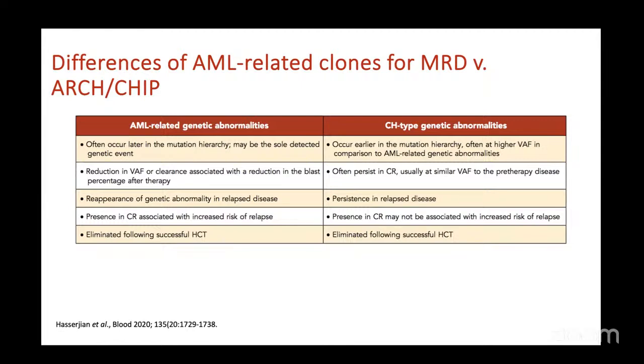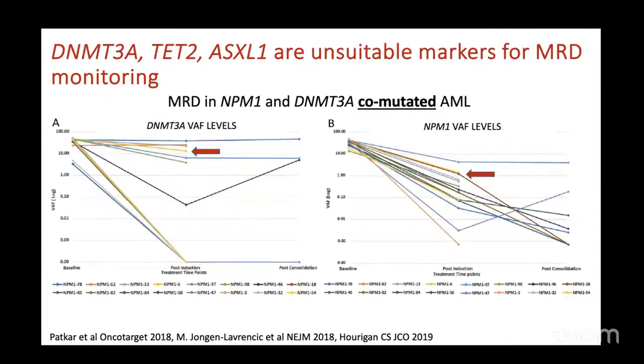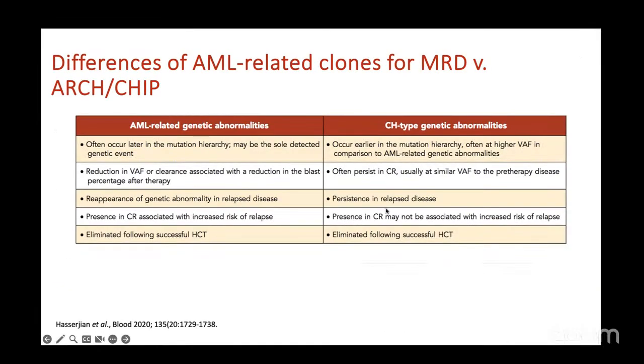And they are present even in relapse disease because they occur in early hematopoietic progenitors, which don't go away. So even if those mutations are present in CR, they are not associated with increased risk of relapse. And when you give patients transplantation, they are eliminated following successful transplant.